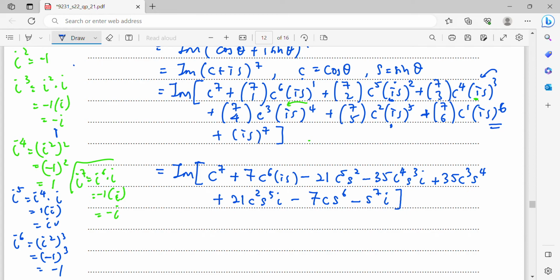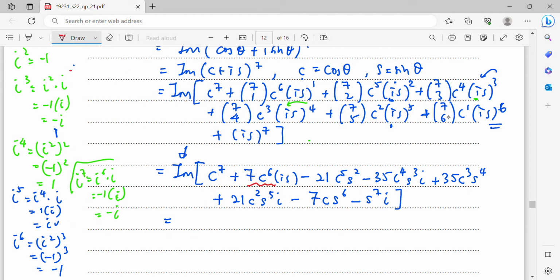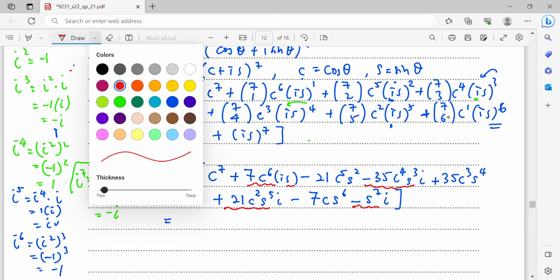And from these 8 terms, we are just interested in the imaginary parts. So it means that imaginary parts will be the terms with the i. In other words, I will just take this and take all these, the coefficients of i. So take this and take this. That will be my imaginary parts.